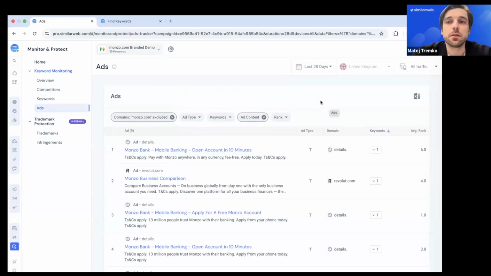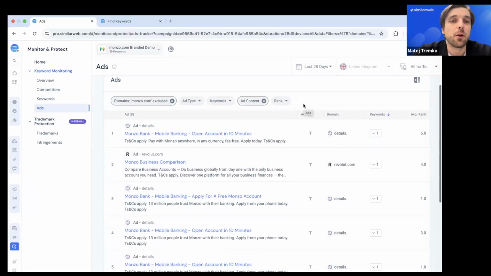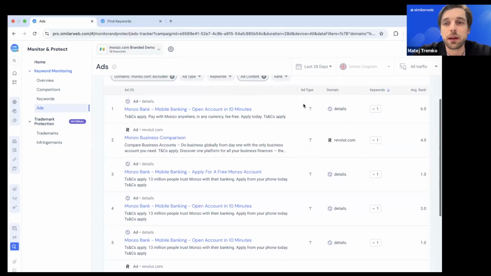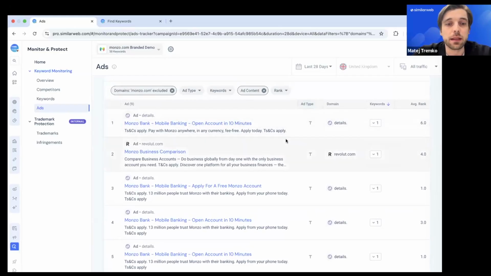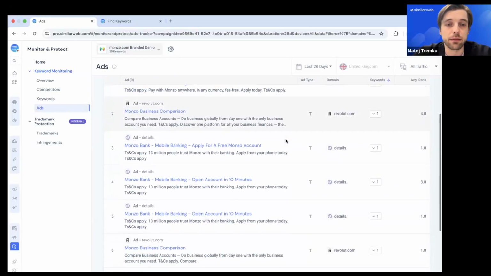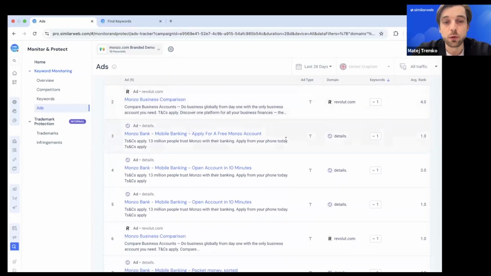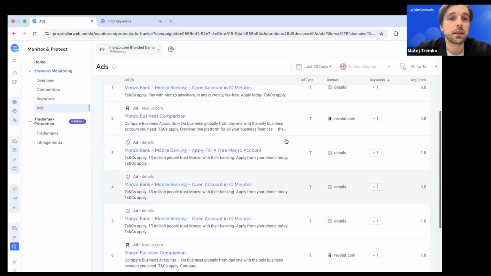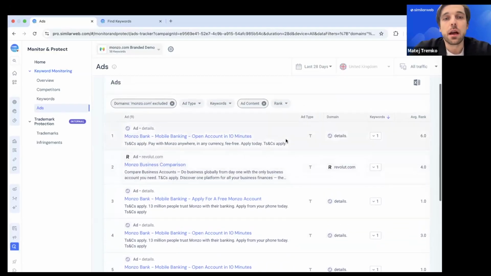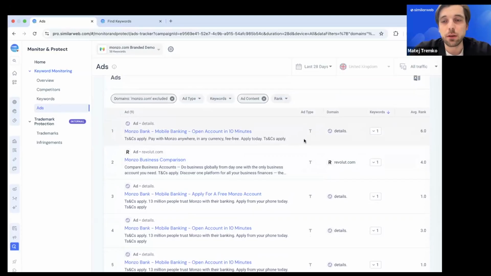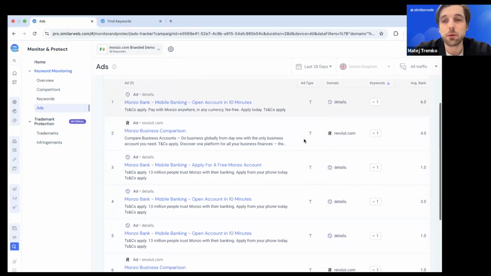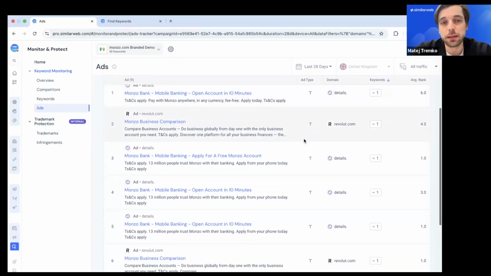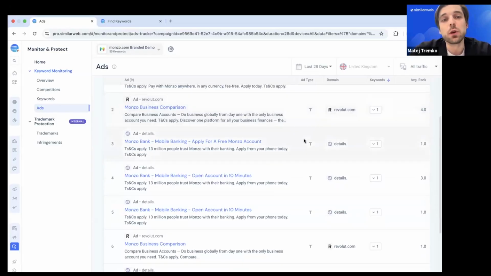And you can see that just over the last 28 days, only for these keywords, we have identified 9 ads that have been violating the terms of Google. So again, being Monzo, I would now take all of these ads and fill out the form for Google Trademarks complaint and make Google remove these ads from the SERP.